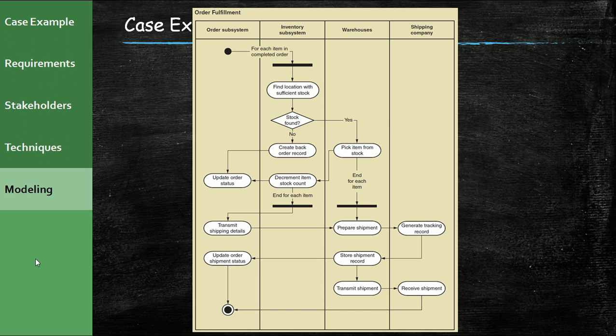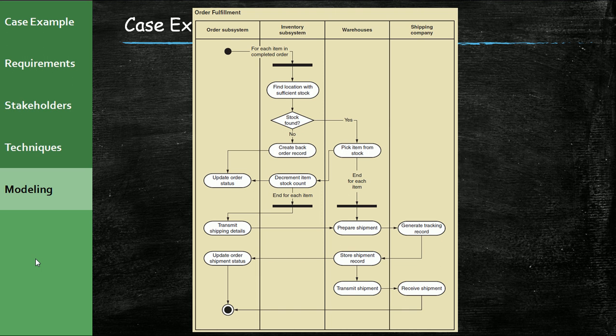So, some real world examples. Here is the order fulfillment activity diagram for the RMO project. We start the process with the dot, and then we go into finding location with sufficient stock. If we have sufficient stock, we pick the item from the stock, and then we decrement the item stock count and update the order status. And then obviously it stops at that point.